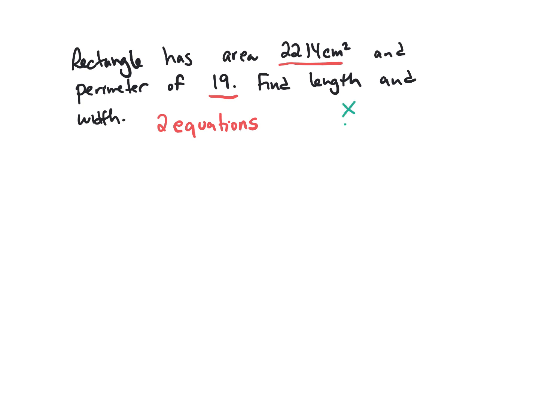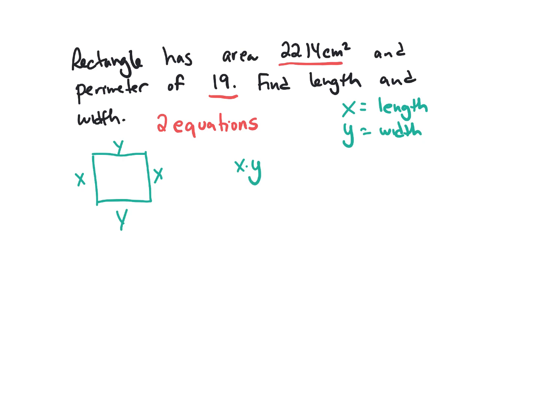So I'm going to go ahead and name the length and the width x and y. Doesn't matter which one, so length and width, those are interchangeable. For area, I know area is length times width. So if I draw a little rectangle here, x and y for its width and length, the area is x times y, because that's how you find the area of a rectangle, and that equals 22.14. The second thing we have is the perimeter, which is just all the sides added up, which is 2 of the x's and 2 of the y's equal 19.